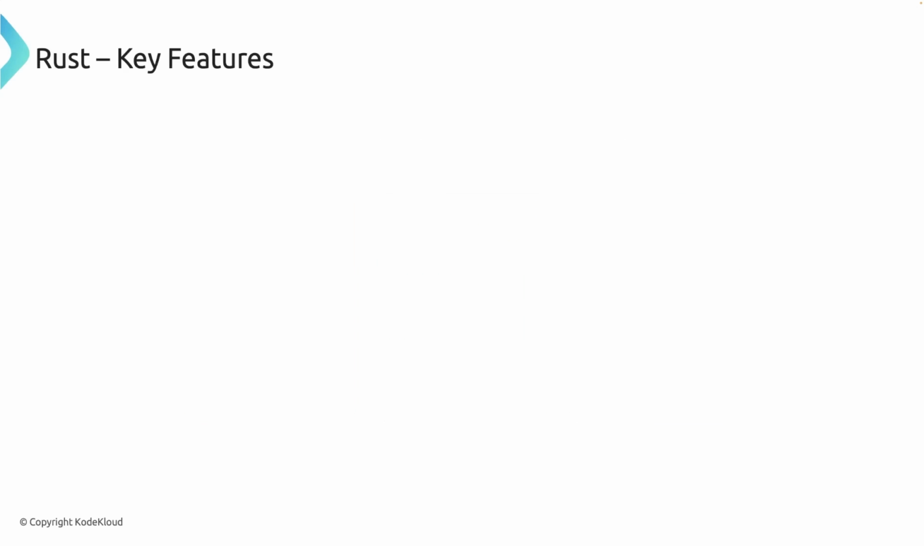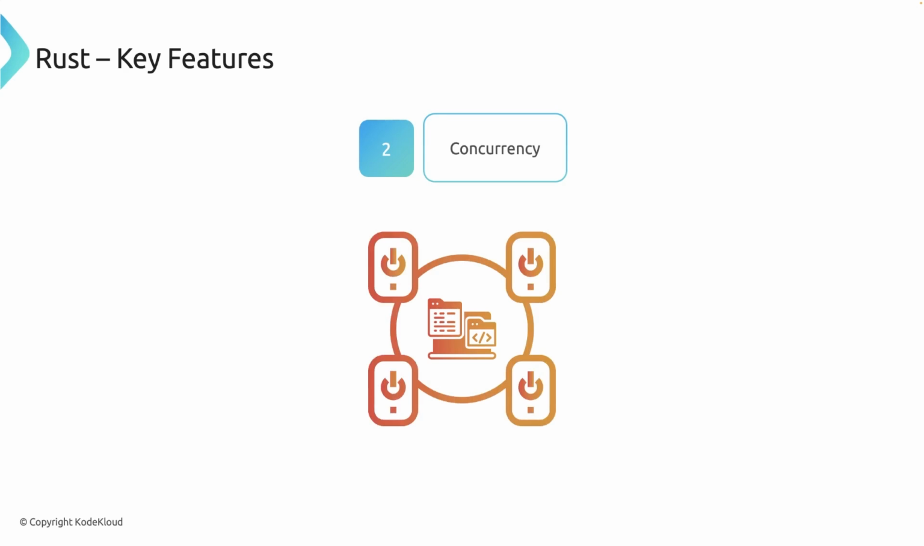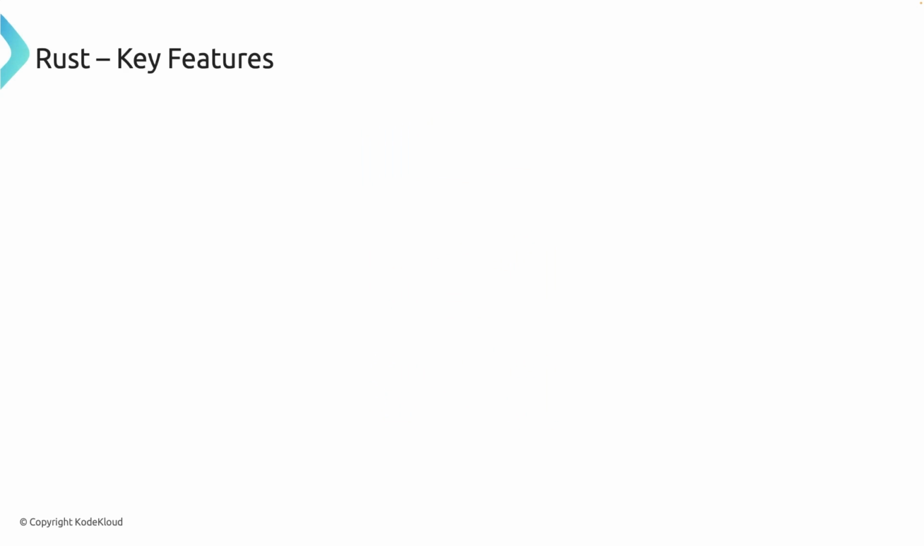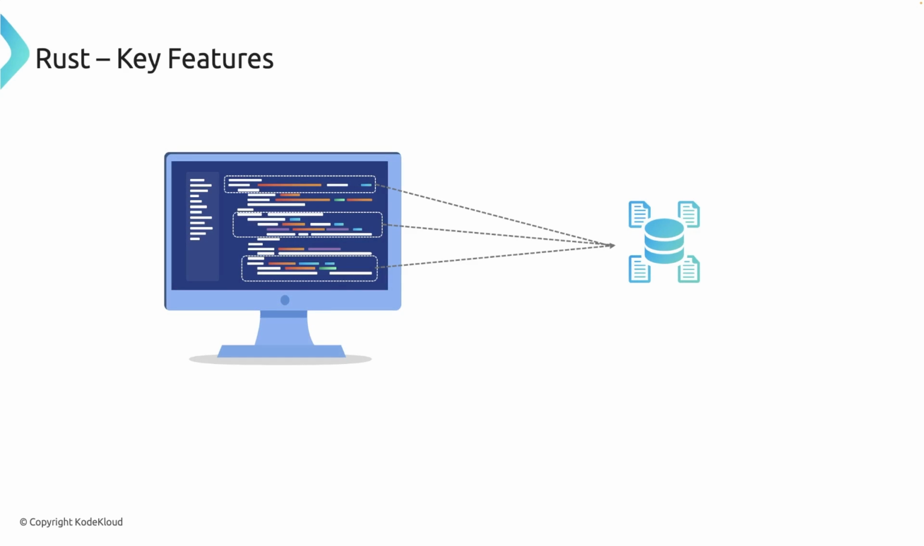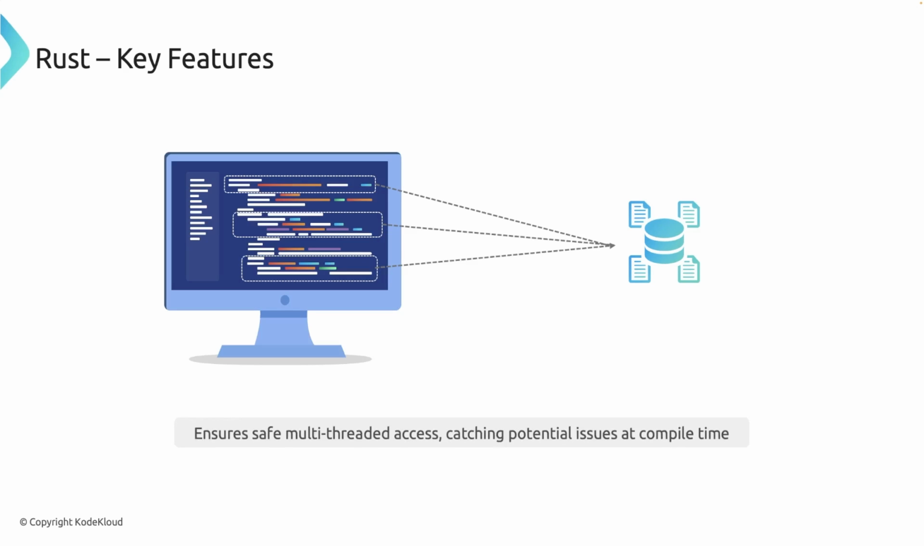Next, let's discuss concurrency. Now, this means writing programs that can do multiple things at the same time. Concurrency can be tricky because multiple parts of your program need to access the same data safely. With Rust's ownership model, it ensures that data is accessed safely by multiple threads, catching potential issues at compile time. This makes it easier to write safe and efficient concurrent code.